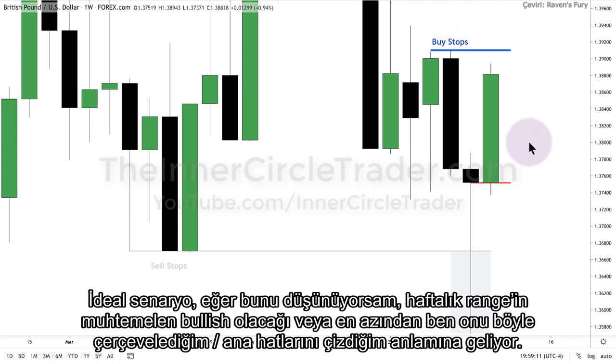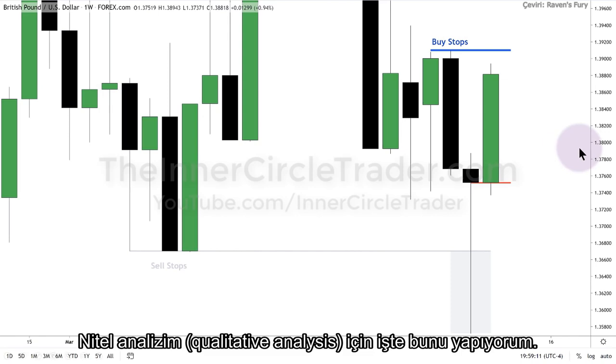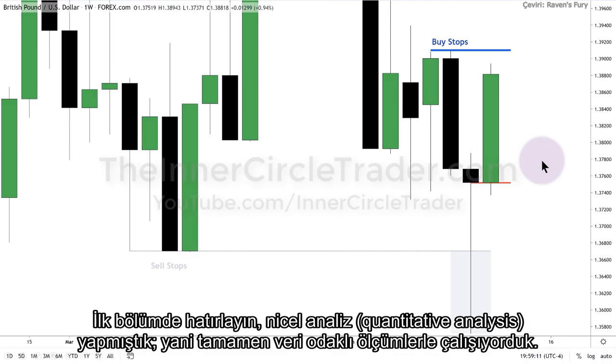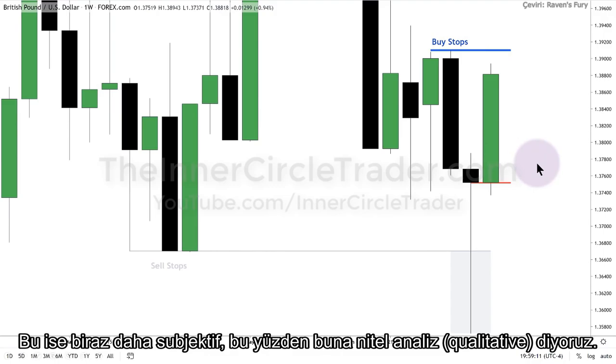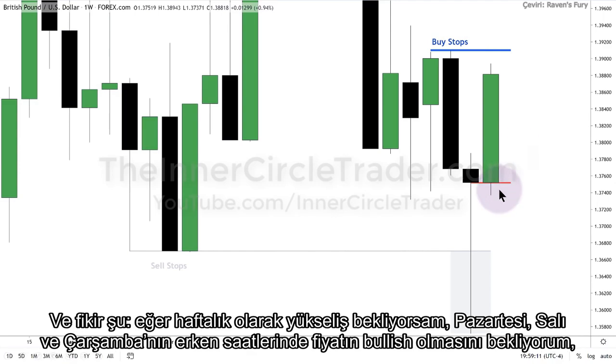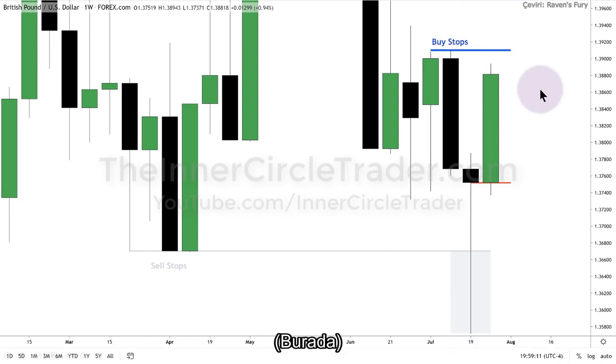So the ideal scenario, if I'm thinking that, means the weekly range is likely to be bullish, or at least I'm outlining it as that. So for my qualitative analysis, this is what I'm doing. Remember, in the first volume, we did quantitative analysis, where there were measures that were data-oriented. This is a little bit more subjective, so that's why it's qualitative. And the idea is if I'm bullish for the week, I'm expecting Monday and Tuesday and early parts of Wednesday to be bullish until we get to an area where the draw on liquidity is reached.